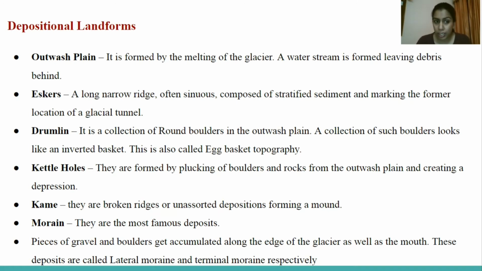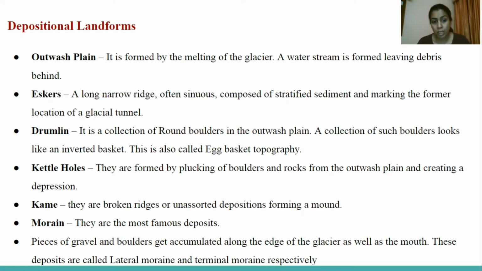Next is drumlin. It is a collection of round boulders in the outwash plain. A collection of such boulders look like an inverted basket. This is also called egg basket topography. Next is kettle holes. So they are formed by plucking of boulders and rocks from the outwash plain and creating a depression. Next is cave. They are broken ridges or unassorted depositions forming a mound.